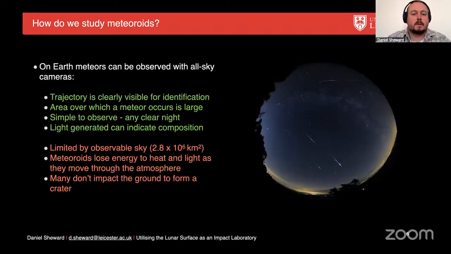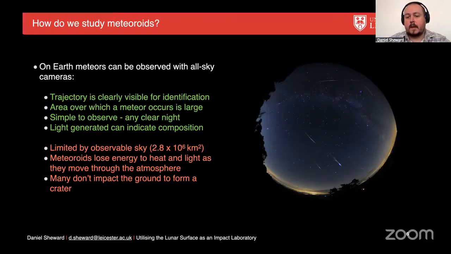So how do we observe meteors? They use all sky cameras. And there's a few advantages and a few disadvantages of doing this. The trajectory of the meteor is very clear because you see the trail, you know the Earth's gravity, so it's very easy to back propagate that orbit. And because of this trail, the actual apparent area that they take up in the sky is quite large, so it's easy enough to spot one. And observing them is really easy. You just point a camera at the sky. If there's no clouds, you can observe for meteors.